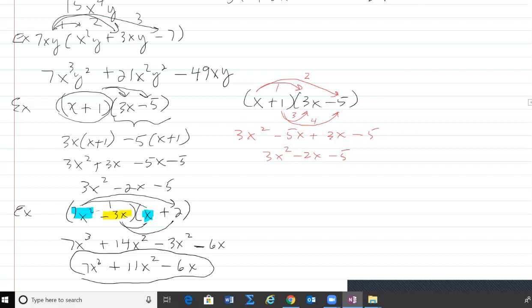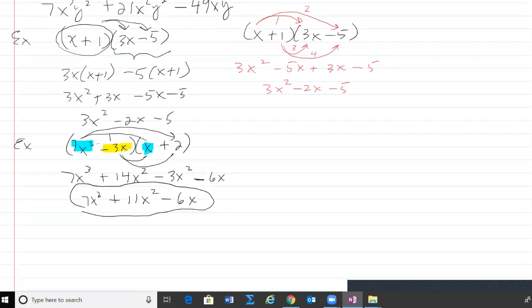Okay. So let's try one more of those. Let's do another one over here. Let's say I have a 5x minus 3 and a 5x plus 3, let's say. All right, so you start right in.